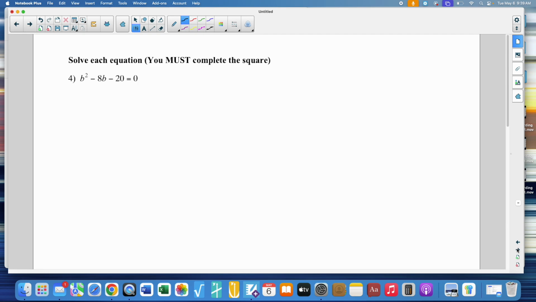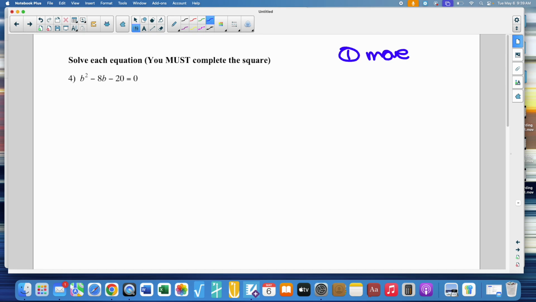Prior to this, we used a times c, but as we found out, a times c doesn't always work. It only works with rational solutions. So many of these problems that we're going to deal with today are irrational. So completing the square.